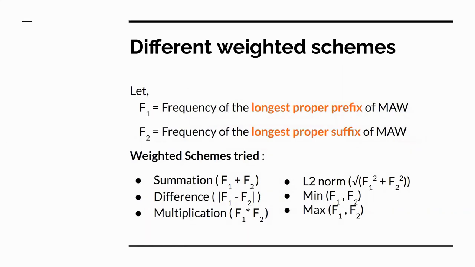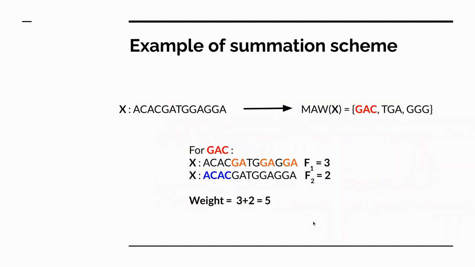For setting the weights, we will count the frequency of the longest proper prefix and the longest proper suffix. And the schemes that we tried are the summation, difference, multiplication, L2 norm, mean, and max. Here's an example of the summation scheme. This is a sequence, and this is the MAW set of that sequence. If we look at this MAW, we can see that the prefix occurs 3 times, and the suffix AC occurs 2 times. So the weight that will be assigned is 5.